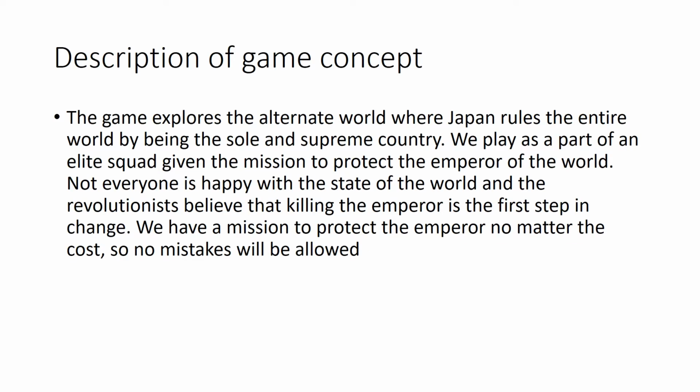Now, first up is the description of the game concept. The game concept explores the alternate world where Japan rules the entire world by being the sole and supreme country. We play as a part of an elite squad given the mission to protect the emperor of the world. But not everyone is happy with the state of the world, and the revolutionists believe that killing the emperor is the first step to change. We have a mission to protect the emperor no matter what the cost, so no mistakes will be allowed.